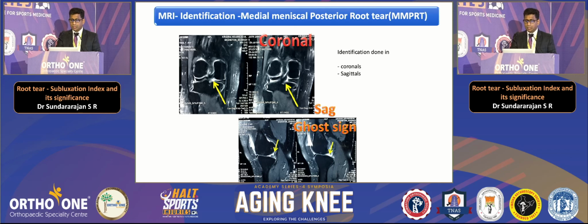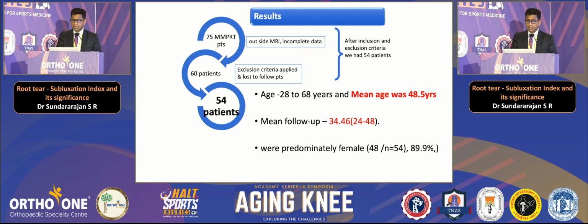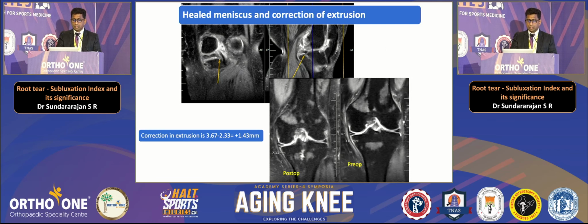So as already told, these are the signs you see in the root tear in the coronal and axial views, and also the ghost sign which you see in the sagittal view. All these factors show that these patients will have a root tear. In our series, we had around 54 patients. The age varied from 28 to 68 years. Mean age was 48 years, and follow-up was around 34 months. Most of them were predominantly female.